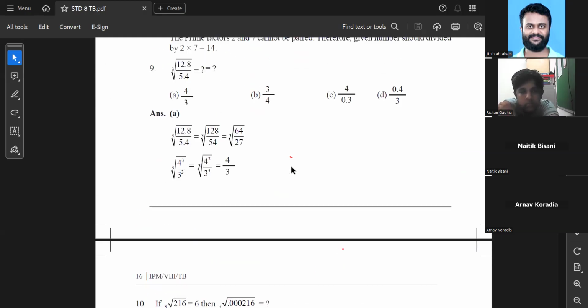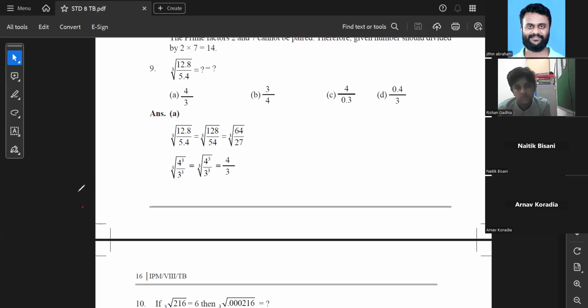Okay. These problems are for cube root. So the answer for the fraction is what they're asking. It's very simple. First of all, you'll shift the decimals and make it a complete number, 128 upon 54. Then you do basic cancellations. Cancel by 2. So this becomes 64 and this becomes 27. The cube root of 64 is 4 and the cube root of 27 is 3. So 4 upon 3. That's how you find the answer for this problem, the 9th problem. Am I clear?